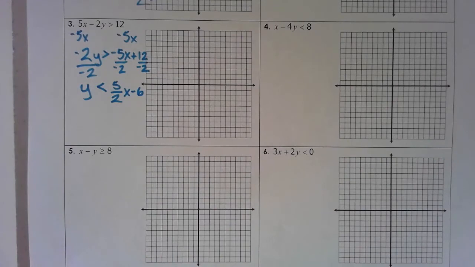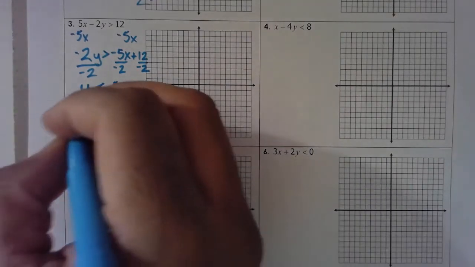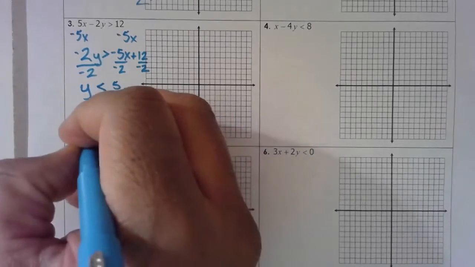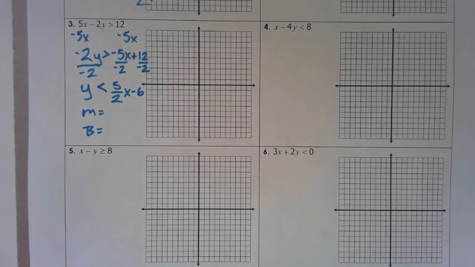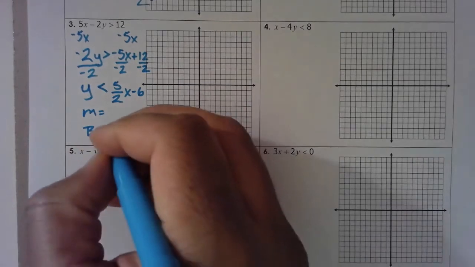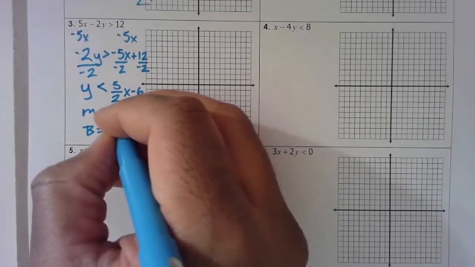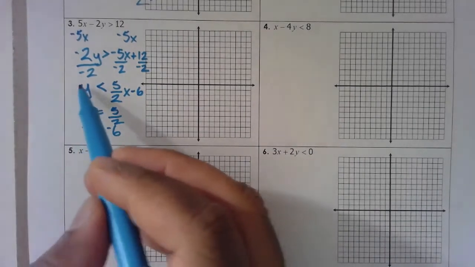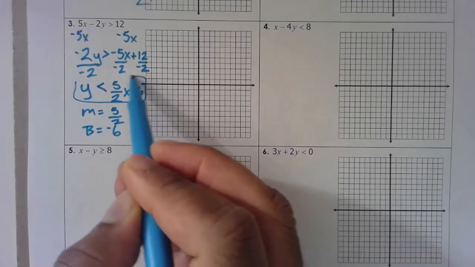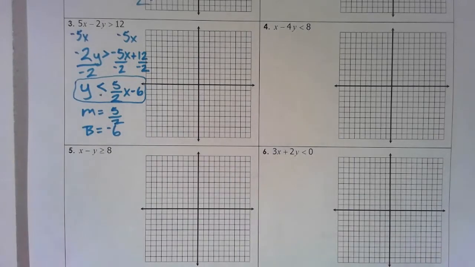Now, once I have that information, I can go ahead and start graphing here because I can identify my slope and my y-intercept rather easily. My y-intercept is going to be that -6, and my slope is going to be that positive 5/2. Okay, so now I'm looking at this symbol here, that less than symbol, which is going to tell me what direction my graph is going to go.